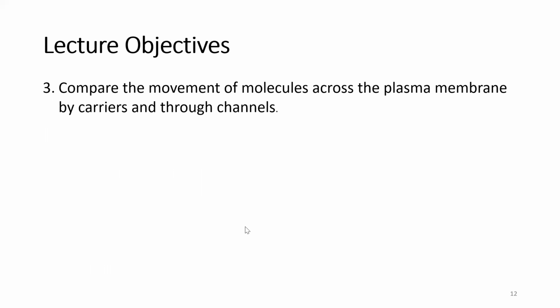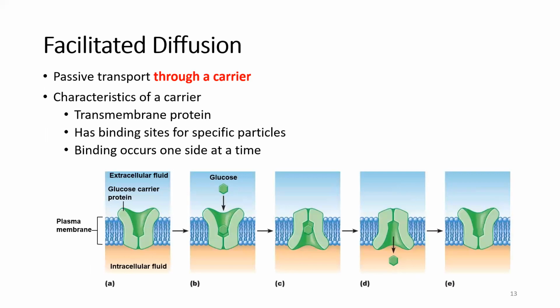So we're going to move on to objective number 3 here. We're comparing the movement of molecules across the plasma membrane by carriers and through channels. Now, I want to reiterate before we start here that this is still simple diffusion. This is still passive movement. This is still movement along, or according to, or down the concentration gradient, although we need some help, although we need some structures in the membrane to facilitate this type of diffusion, okay? So simple diffusion, facilitated diffusion, and then channel diffusion, these are all mechanisms of passive transport. Really important to make that distinction.